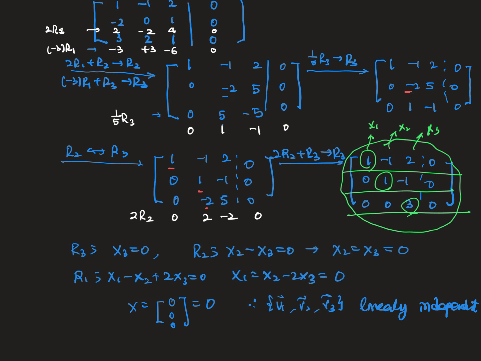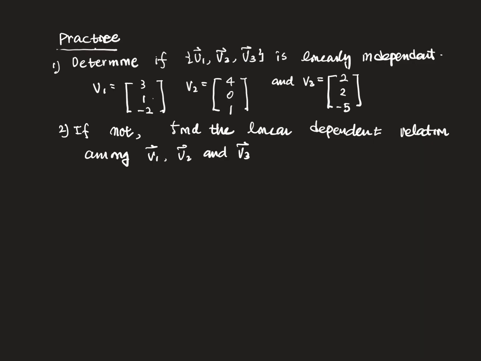Okay. Let's go to a practice question, guys. Pause the video and try it on your own. Let's take v1, v2, v3. I give you the 3 vectors. Let's check independent and dependent. If this is not independent, find the linear dependence relation among the 3 vectors, okay? Let's try it. First one, guys.